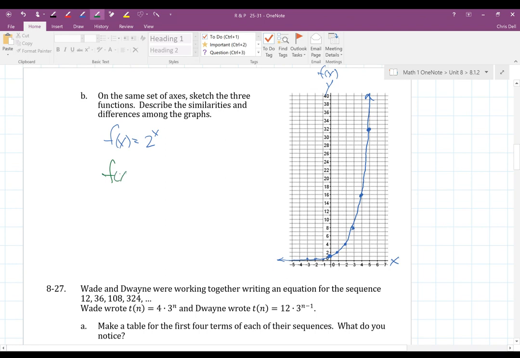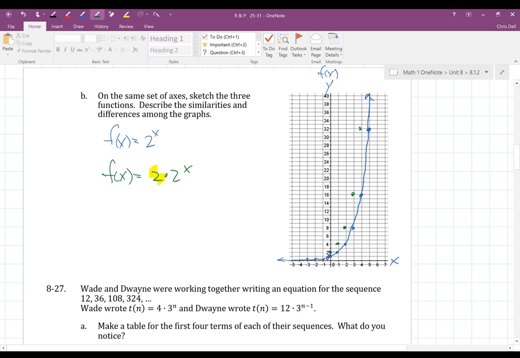My f of x is equal to 2 times 2 to the x. The only difference here is it's the same multiplier, but I have a different initial value, right? This 2, remember, is my initial value. So if I'm graphing that, I'm actually starting at a y-intercept of 2. And then everything is shifted from there, right? So at 1, now I'm at 4. At 2, I'm at 8 because it's doubling. At 3, I'm at 16. At 4, I'm at 32.